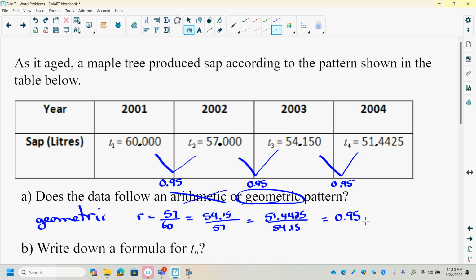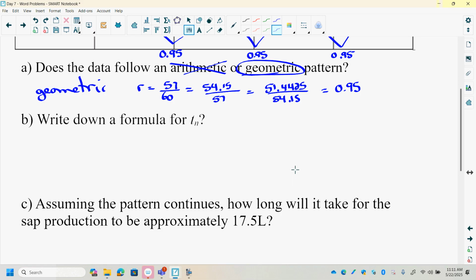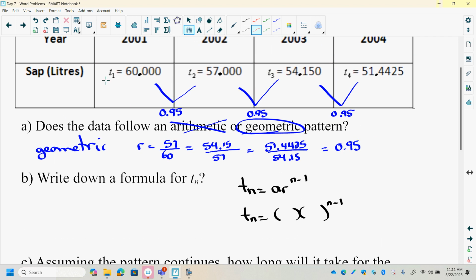If I were to write down a formula for Tn, what's the formula for a geometric sequence? Tn is equal to A times R to the n minus 1. Tn is going to equal... What would I fill in for A? Anyone know what the first term is? 60. I don't have to write 60.000, I can just write 60. And I fill in 0.95 for R. And that's it. That's the general term.